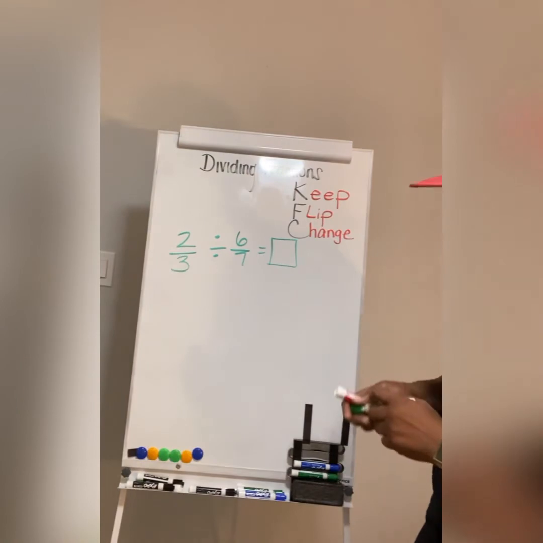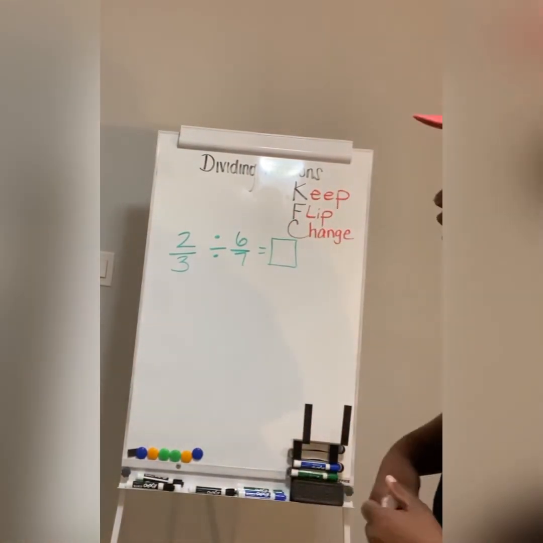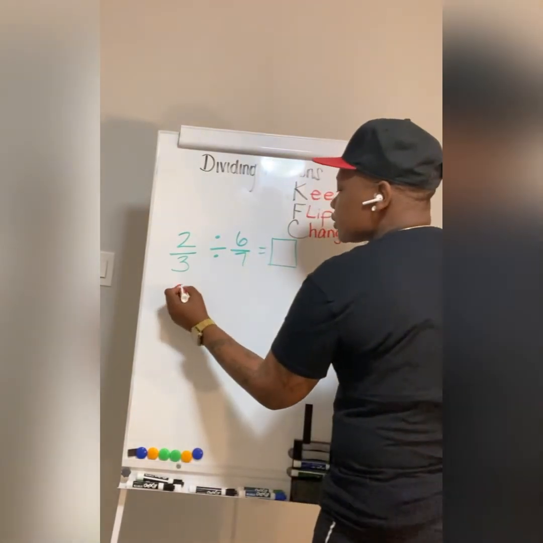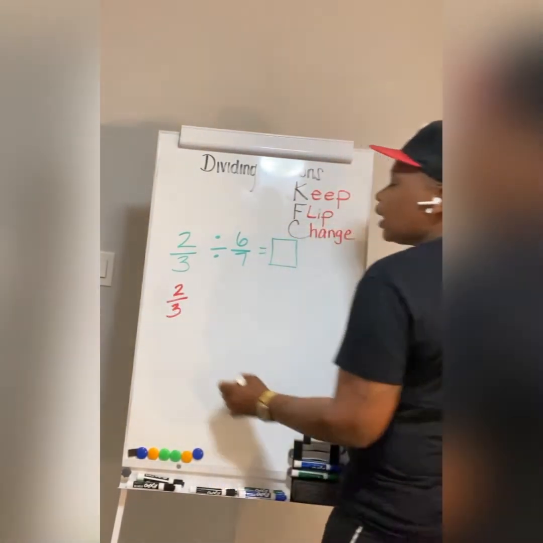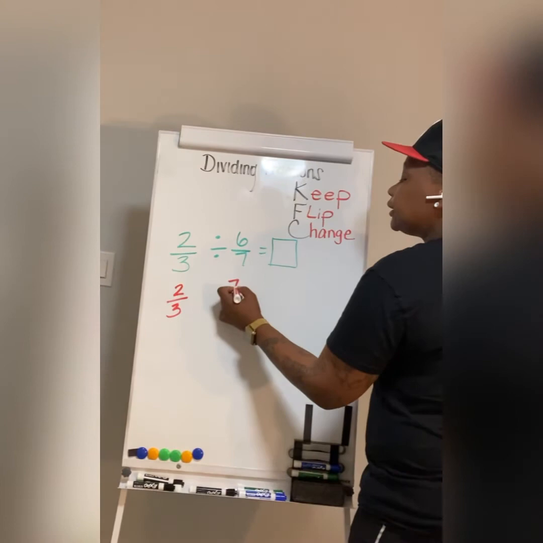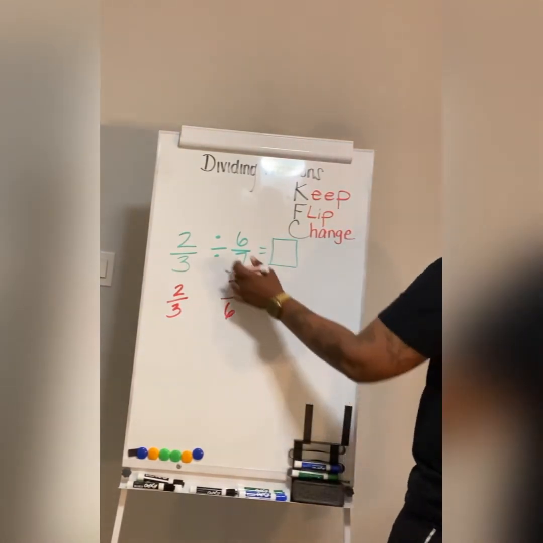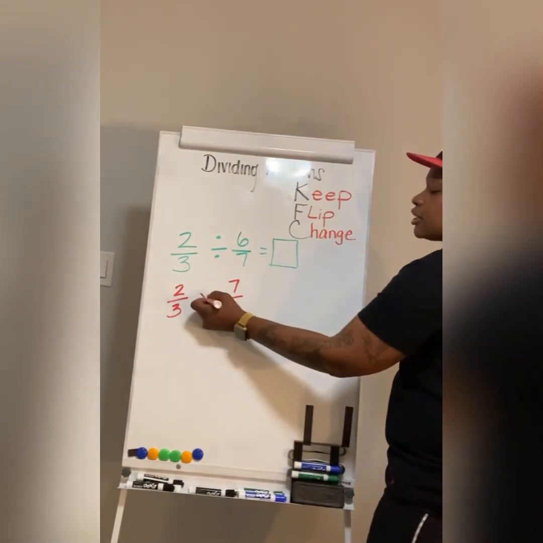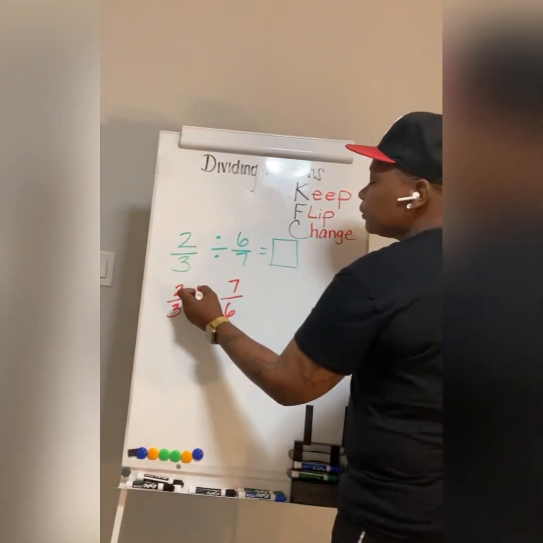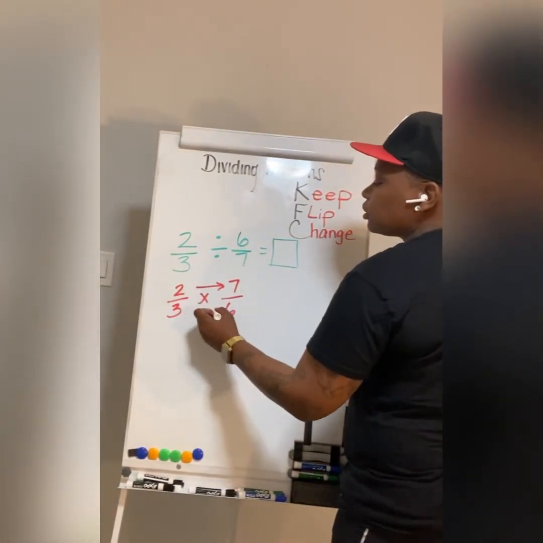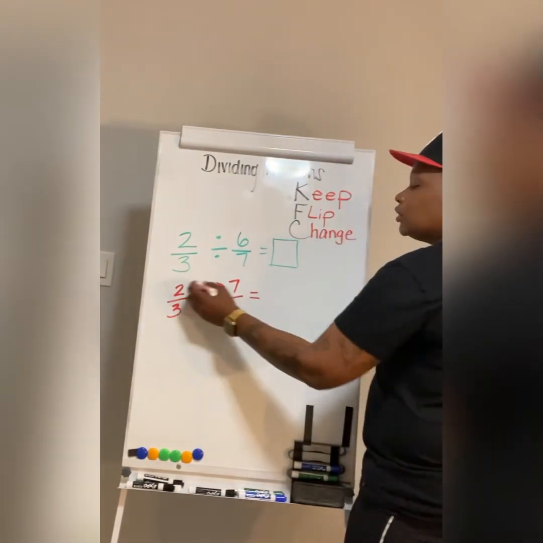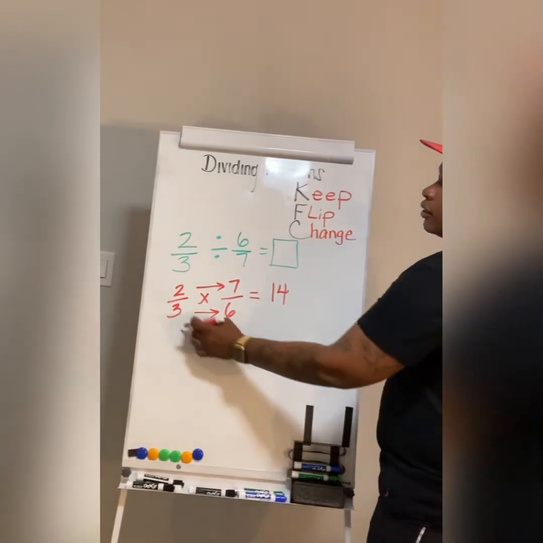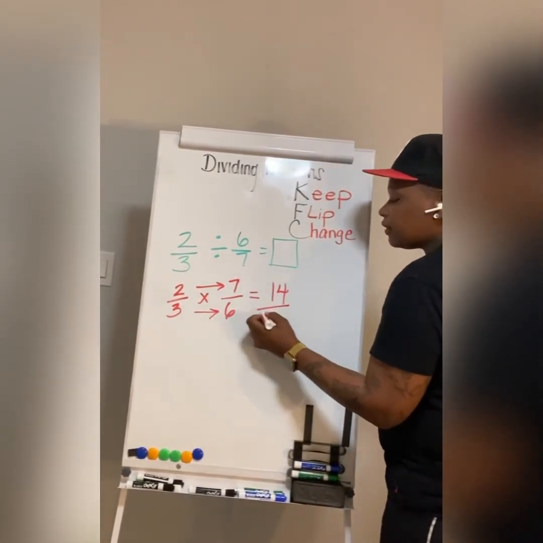All right, so let's go ahead and throw in my little chicken recipe here. Keep, flip, change. I'm going to keep my first, which is 2/3. I'm going to flip my second, which is 7/6. And instead of dividing, I'm going to change that division to multiplication. And then I simply multiply across. All right. 2 times 7 is going to give me what? 14. 3 times 6 is going to give me what?